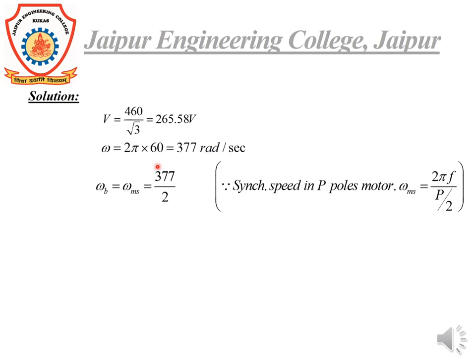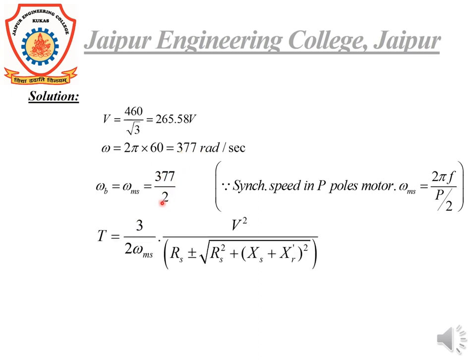And now I will convert omega into omega ms. To convert it into omega ms, I will divide it by P by 2. Here the number of poles is 4, so I will place P equals 4. So 4 by 2 will be 2, so omega ms will be 2 pi f by 2. Since 2 pi f is 377, so 377 by 2.